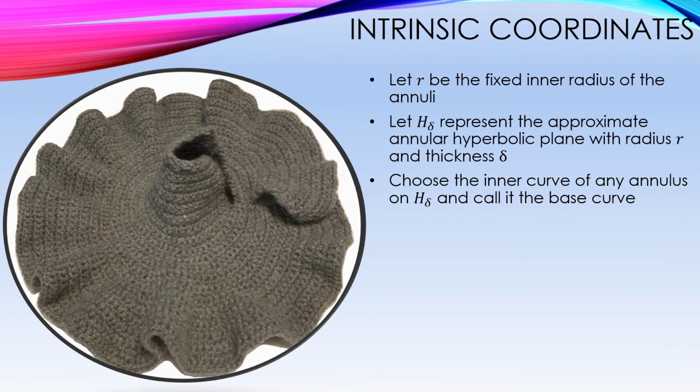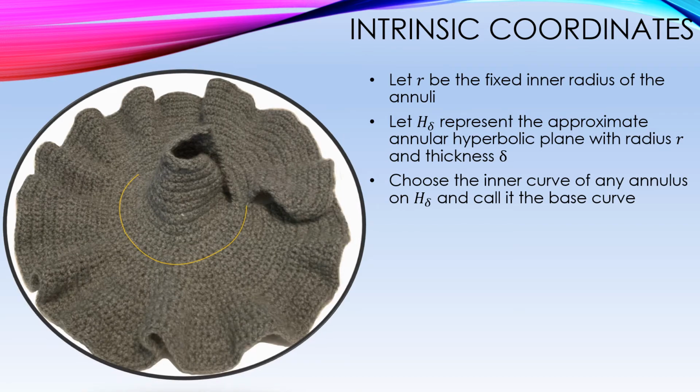In order to accomplish this, we'll need to define an intrinsic coordinate system on our model. So here we have our model, and we can let R be the fixed inner radius of an annulus. I'm going to let H sub delta represent the approximate annular hyperbolic plane that has a radius of R, and the thickness of the annuli would be equal to delta. If we choose an inner curve on any annulus on our hyperbolic plane, we'll call this the base curve. So I have that base curve highlighted here.